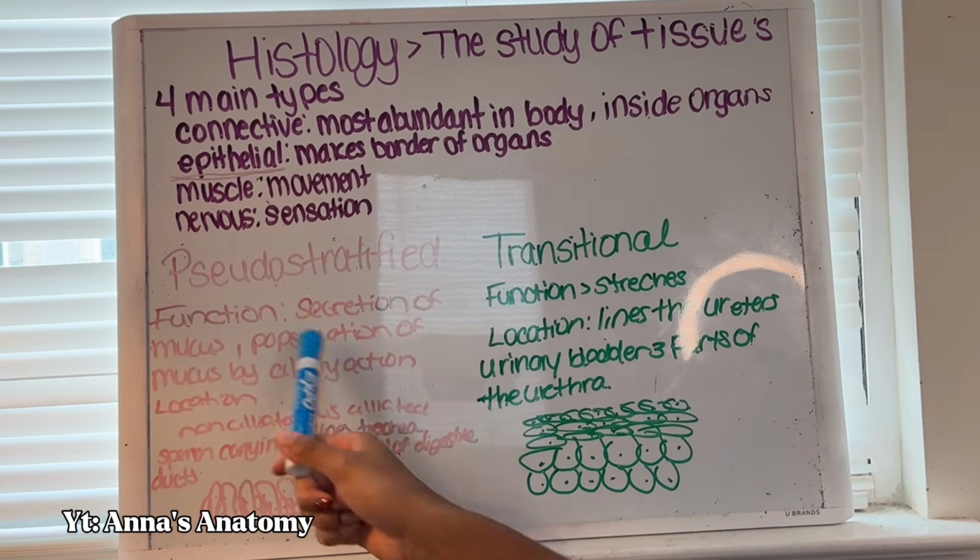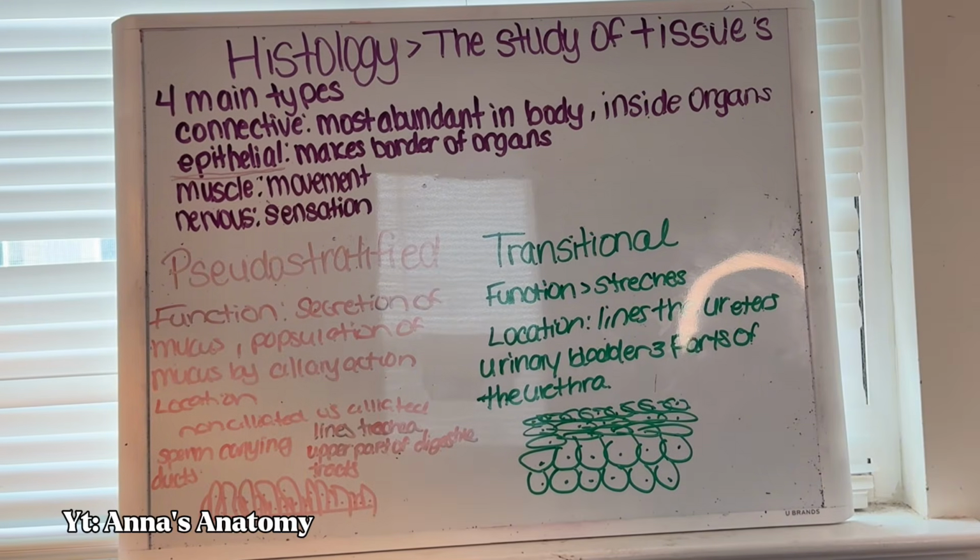So the function of pseudostratified is the secretion of mucus, propulsion of mucus by ciliary actions. Remember, cilia is the hair-like structures on the cells. You'll find the non-ciliated types on sperm-carrying ducts, and then the ciliated types line the trachea. The trachea is your windpipe, and also you'll find these in the upper part of the digestive tract. As you can see, this cell appears as though it has multiple layers, but it's only one layer because that single layer is attached to the basement membrane.